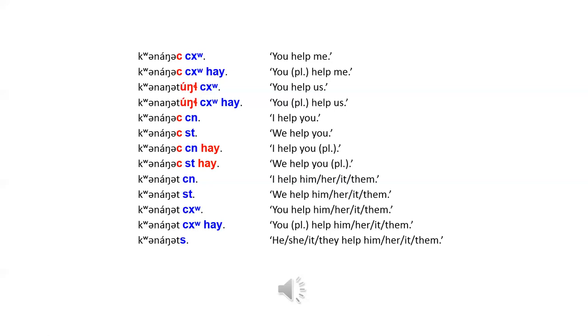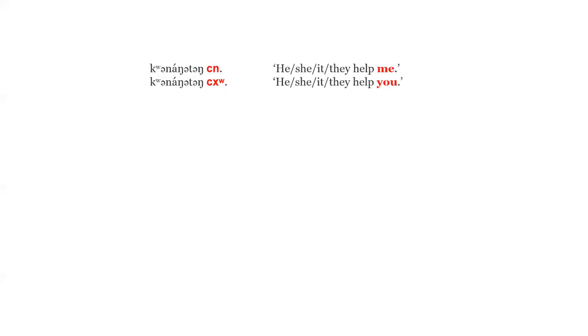There are no examples given for "he, she, it, they help me," or for "he, she, it, they help you." To express a "me" or "you" object with a "he," "she," "it," or "they" subject, Klallam uses the passive construction. If we look at this pattern here, we've got quenangatung zin and quenangatung tu. And this would be the only difference. A special construction is needed to translate such sentences.